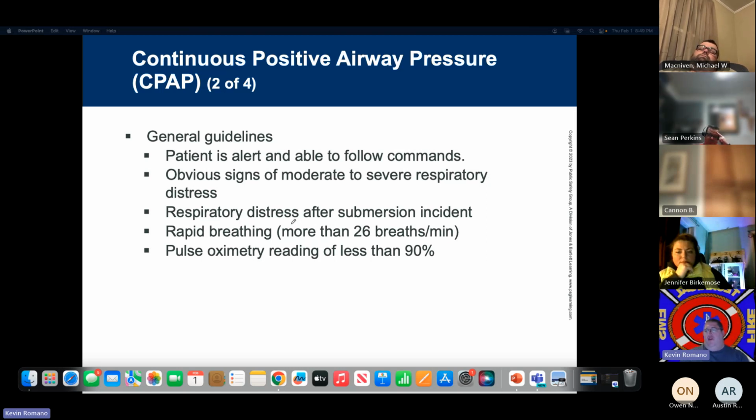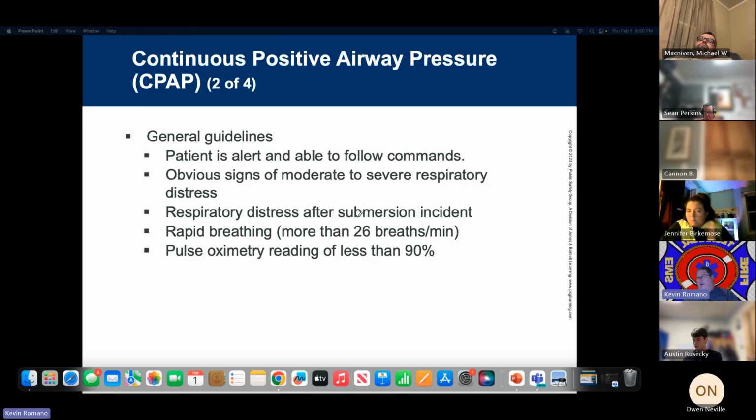CPAP: pulse oximetry reading less than 90. Okay, rapid breathing rate of more than 26 breaths a minute. Respiratory distress after a submersion incident. So they have trouble breathing and they've had a submersion incident. I can let you guys know that one there. They now have water in their lungs. And Maine actually has a drowning protocol that has that in there.